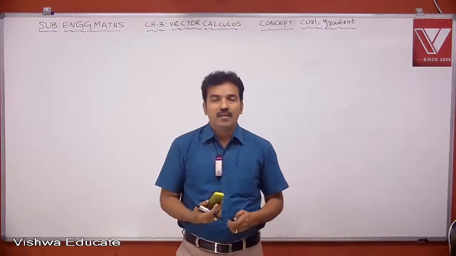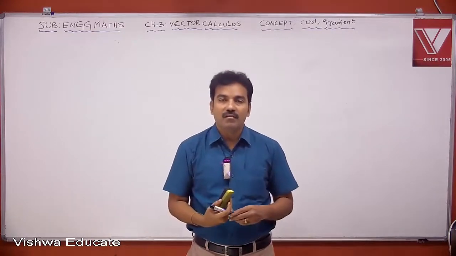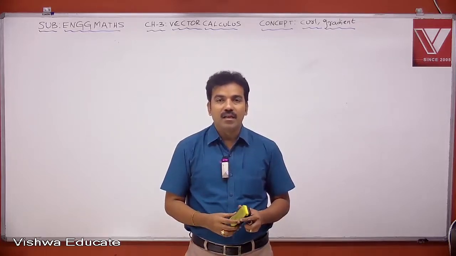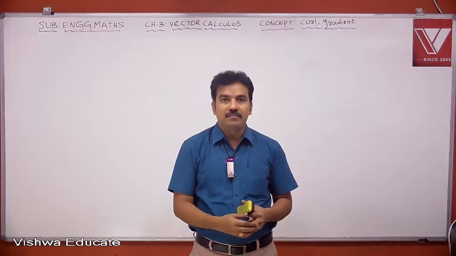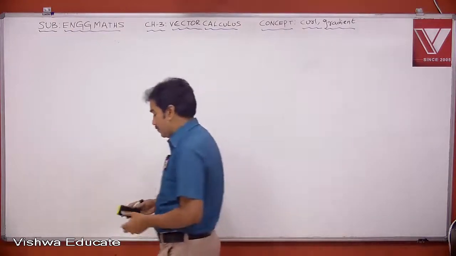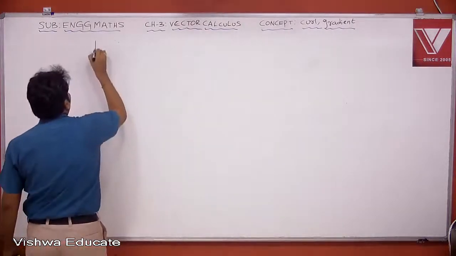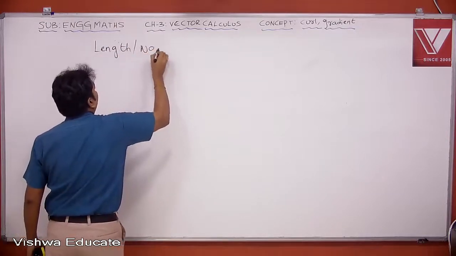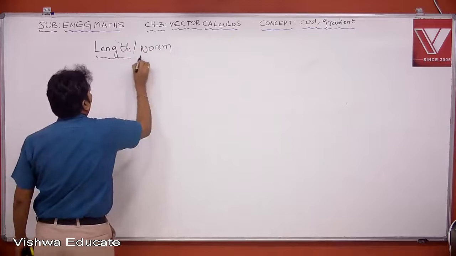Note, the gradient of a scalar is a vector. Next definition, length or norm of a vector.